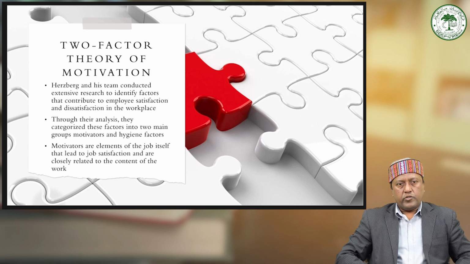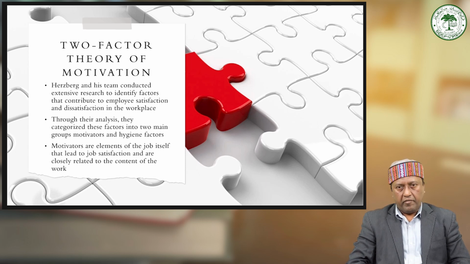And then the next theory is the two factor theory of motivation. This is Herzberg's theory, and his team conducted extensive research to identify factors that contribute to employee satisfaction and dissatisfaction in the workplace. Through their analysis, they categorized these factors into two main groups: motivators and hygiene factors.